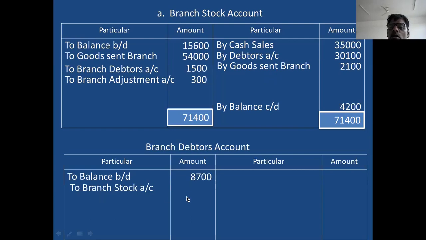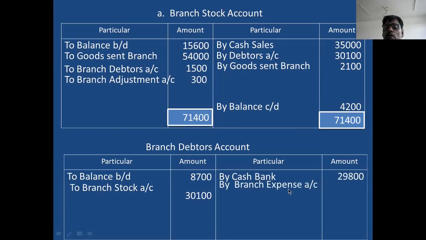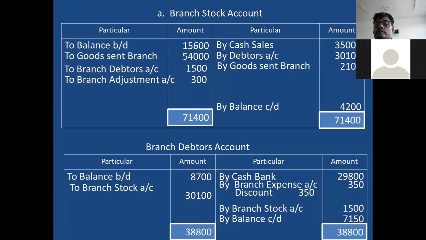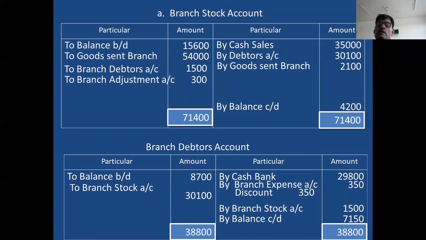To branch stock account, credit sale 30,100. By cash 29,800. By branch expense, discount 350. Then branch stock account, sales return 1500. Take the total, ascertain the closing balance. Closing balance is 7,150.